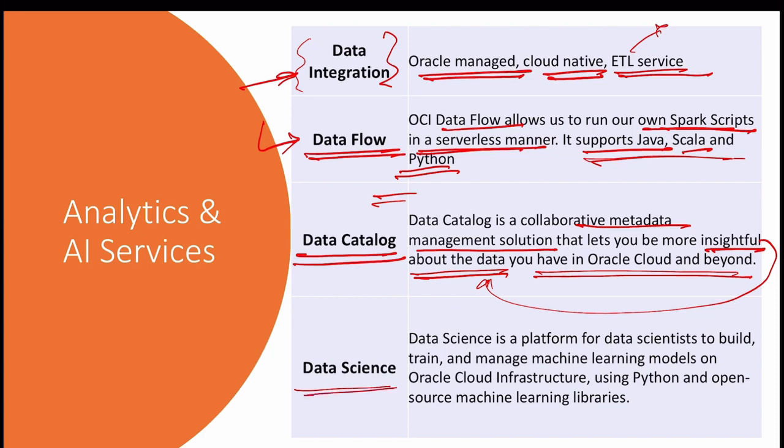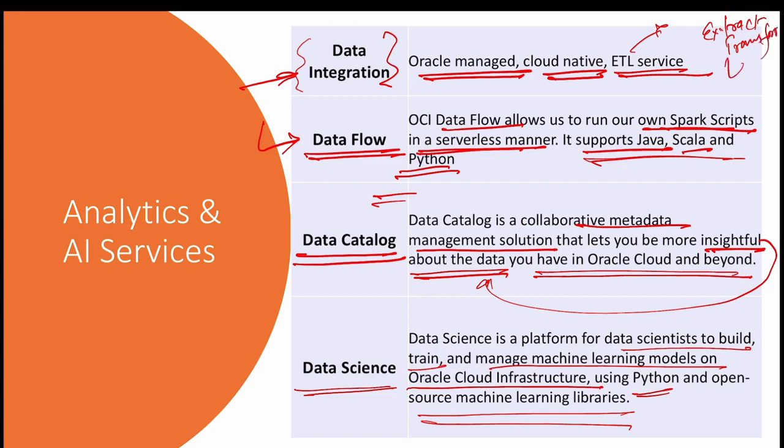Okay. What is data science? Data science is a platform for data scientists to build, train and manage machine learning models on OCI using Python and open source machine learning libraries. So now you got it. What is the difference between all four? Whenever you see ETL, that is extract, transform and load, then you see data integration. When you see Apache Spark or something, that is data flow. Data catalog is harvesting of data metadata. Data science is a platform for data scientists to build, train and manage machine learning models.